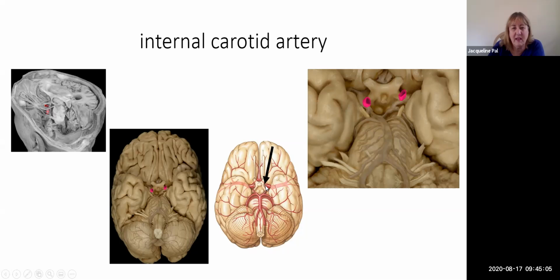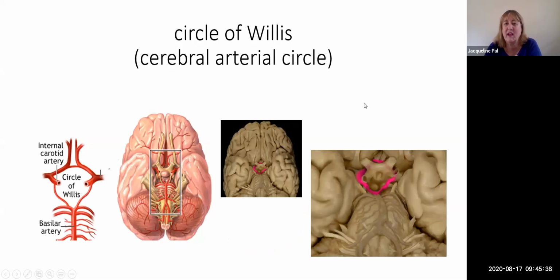And then here is where they appear just lateral to where the optic tracts are located. Can you see them right there in the pink? This picture on the right is a very good one because you can see vertebral arteries forming the basilar artery, and then you can see the two internal carotid arteries. So now we have three arteries which are all going to send blood into this circular structure known as the circle of Willis, sometimes called the cerebral arterial circle.